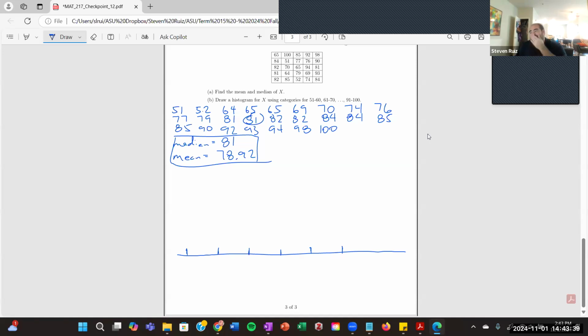I'm also going to use a representative value. When you draw histograms, actually, you don't need to because we're not going to make calculations based on it. If you're going to, you kind of have to use a representative value. But for these, I'm just going to say this is 51 through 60. This is 61 through 70, 71 through 80, 81 through 90, 91 through 100. And that's as high as we need to go.